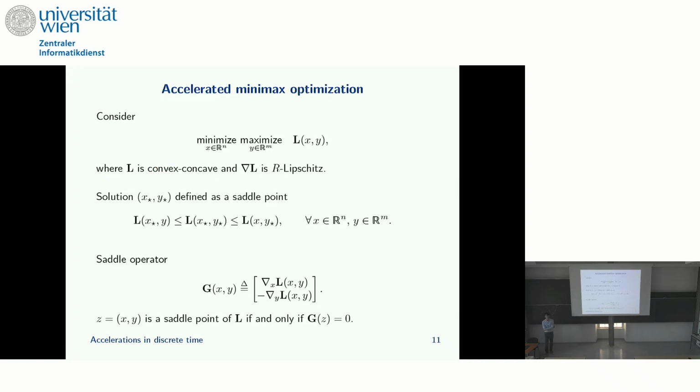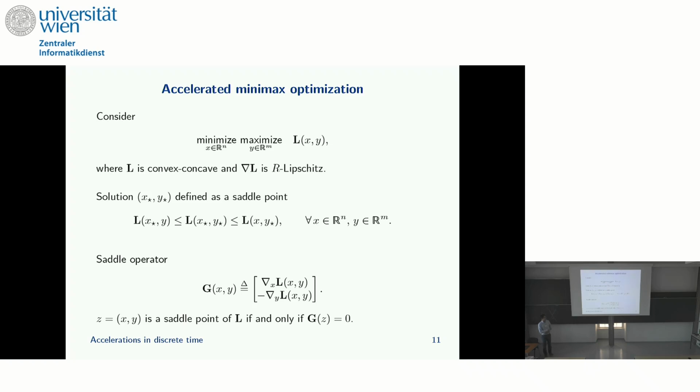Here's another setting. We'll consider a smooth minimax optimization problem. We have a minimax problem with loss function L. L is convex-concave, and the gradient mapping is Lipschitz continuous. And of course, the solution is well defined because of convex-concavity. We have a clean definition of a solution. A solution is defined as a pure Nash equilibrium, a saddle point.